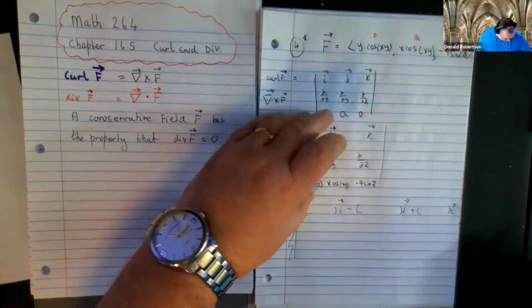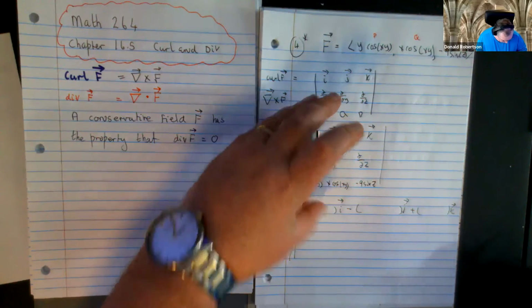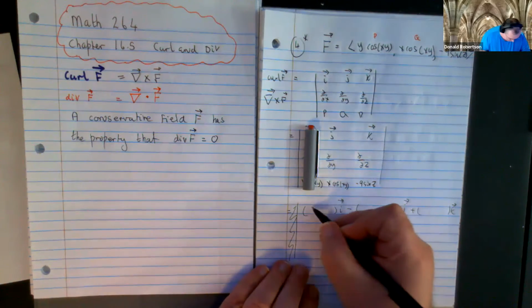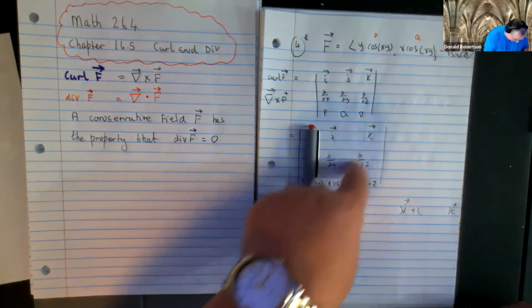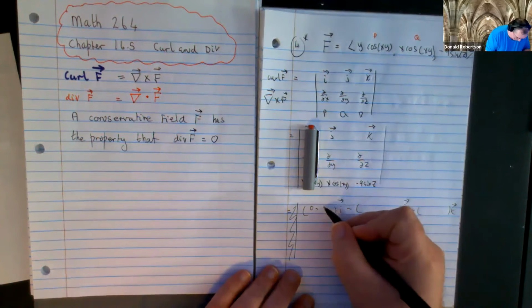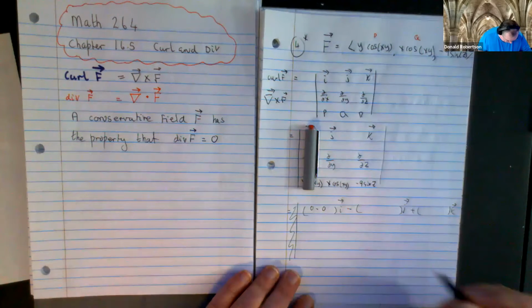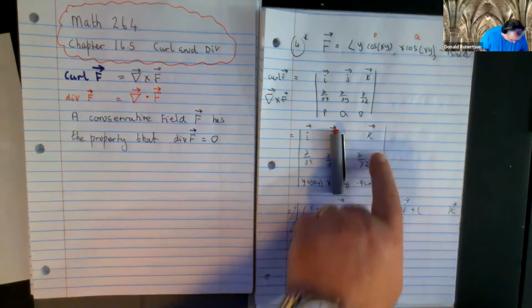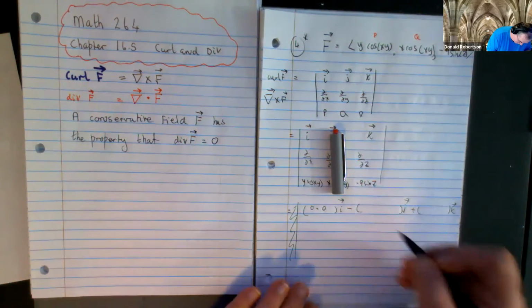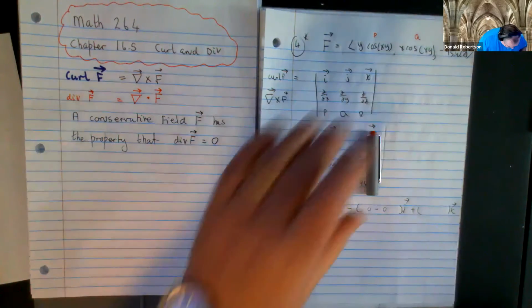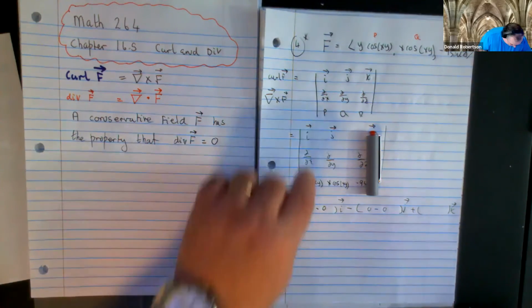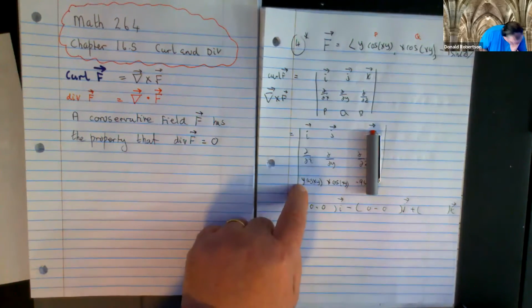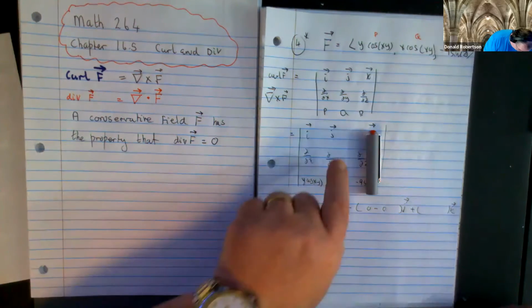I'll cover this up, and you get the derivative of this with respect to y, which is 0, take away the derivative of this with respect to z, which is also 0. Well, that's nice. The middle one, the derivative of this with respect to x is 0, and the derivative of this with respect to z is 0. Take away 0 then. The k component is the derivative of this with respect to x, take away the derivative of this with respect to y. That's going to be a bit messier, so let's see what we get.